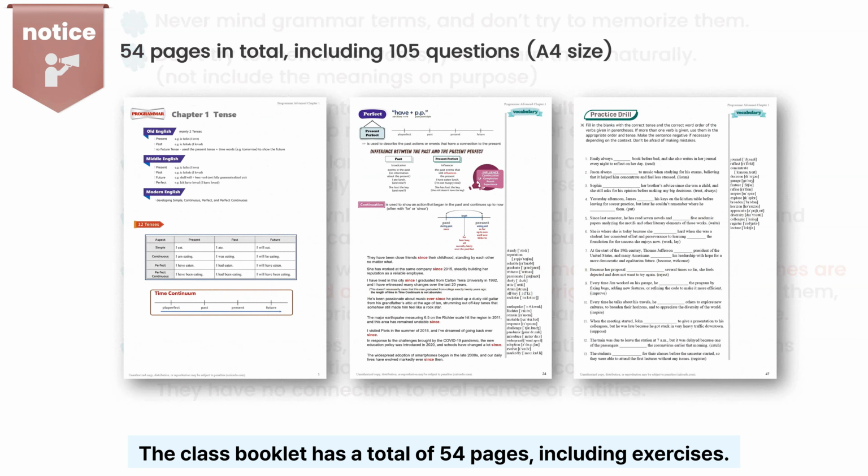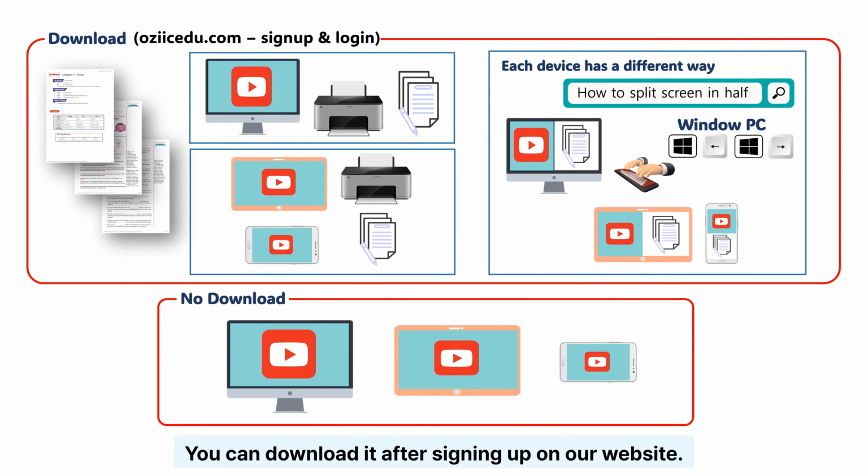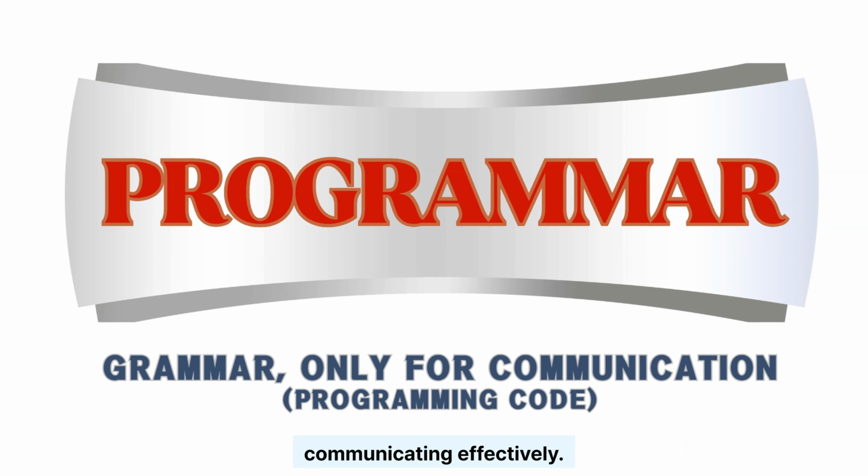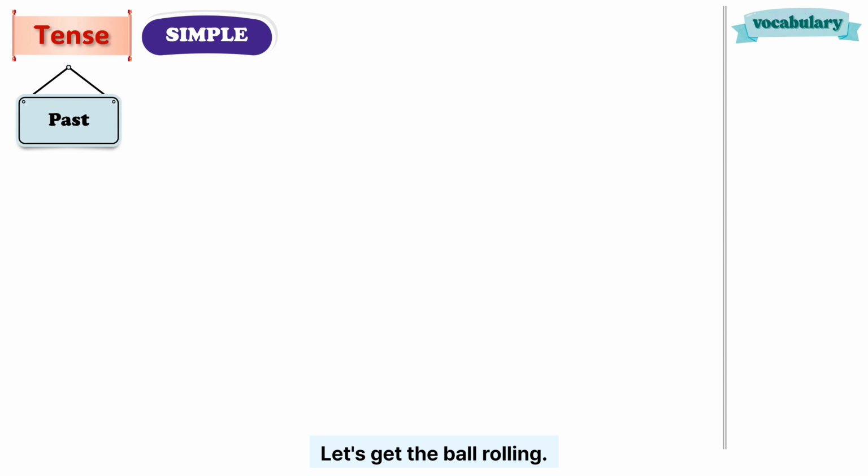The class booklet has a total of 54 pages, including exercises. You can download it after signing up on our website. I recommend printing it out before class, but if that's difficult, you can split your screen while watching. Of course, you can still follow the lecture without downloading anything. When we study grammar, our main goal is just one: communicating effectively. Let's get the ball rolling.